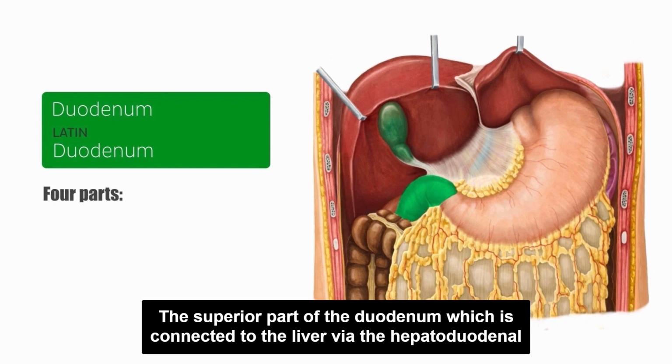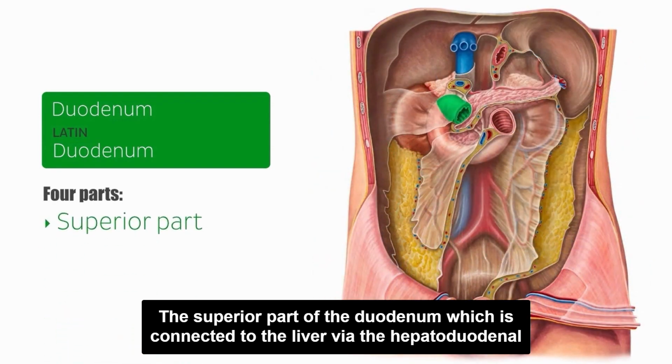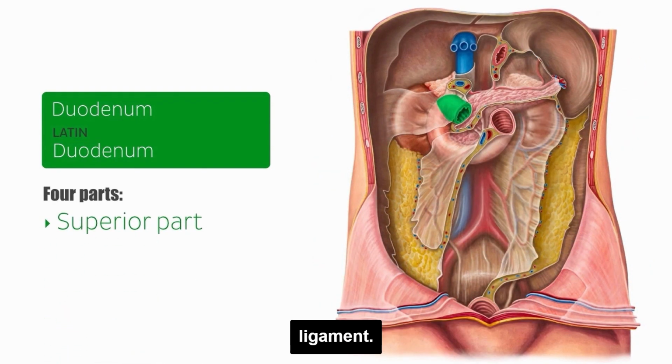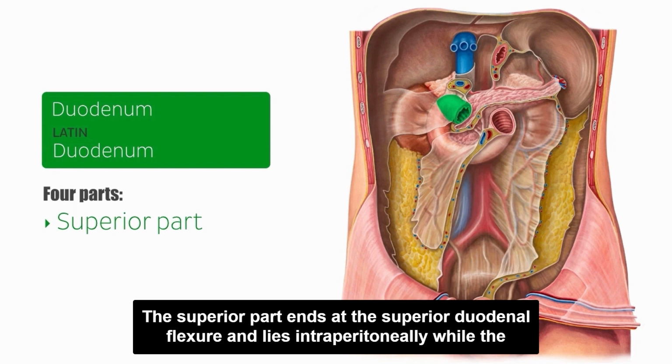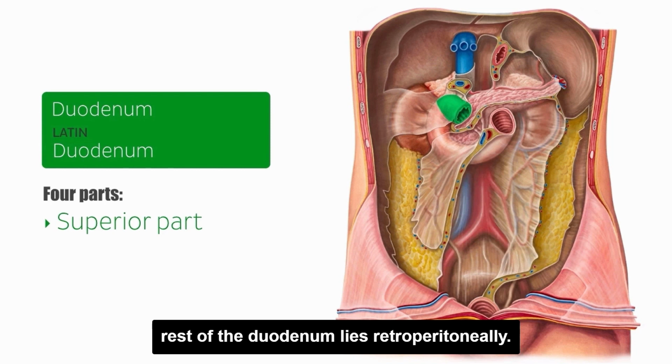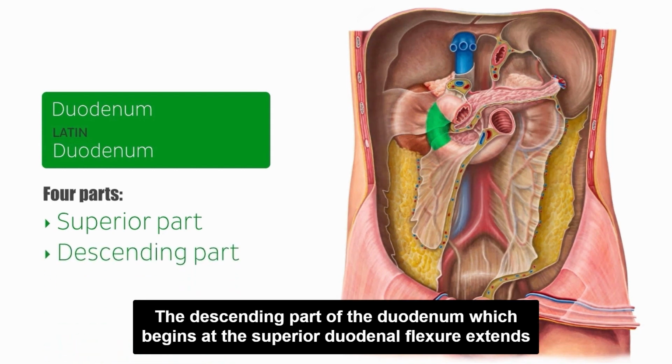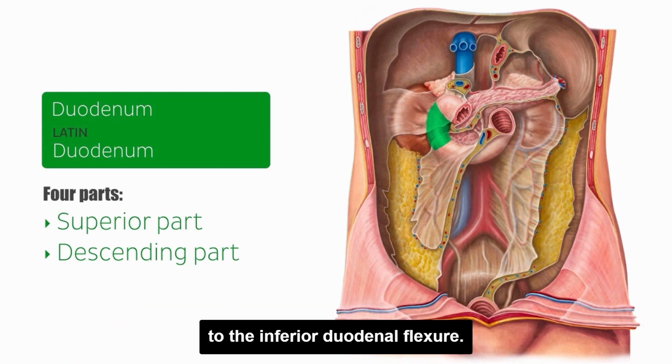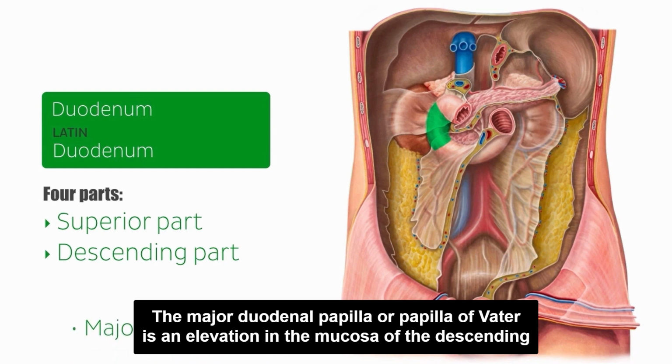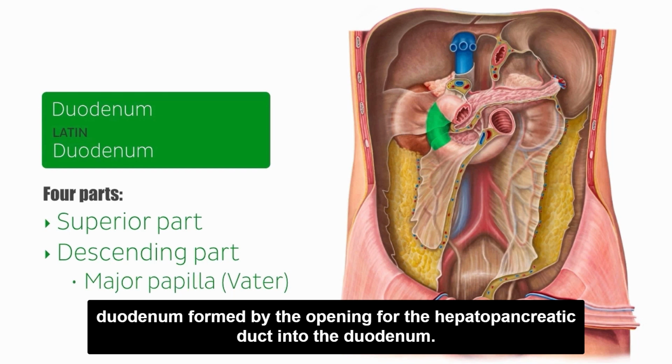The superior part of the duodenum is connected to the liver via the hepatoduodenal ligament. The superior part ends at the superior duodenal flexure and lies intraperitoneally, while the rest of the duodenum lies retroperitoneally. The descending part of the duodenum, which begins at the superior duodenal flexure, extends to the inferior duodenal flexure. The major duodenal papilla, or papilla of Vater, is an elevation in the mucosa of the descending duodenum, formed by the opening for the hepatopancreatic duct into the duodenum.